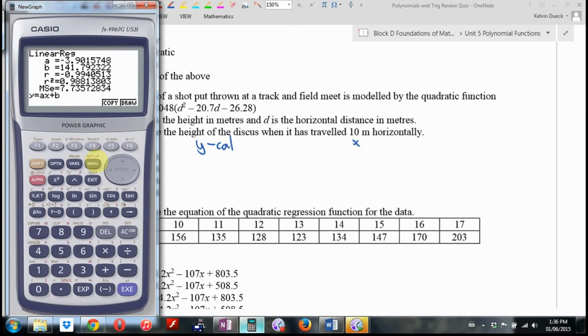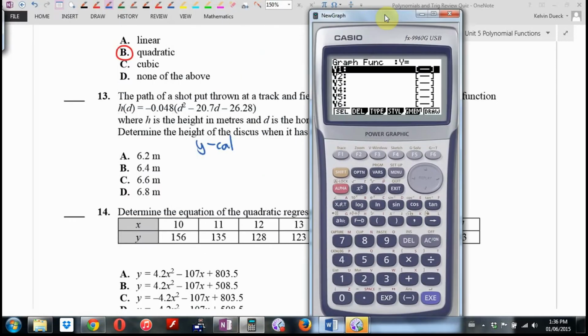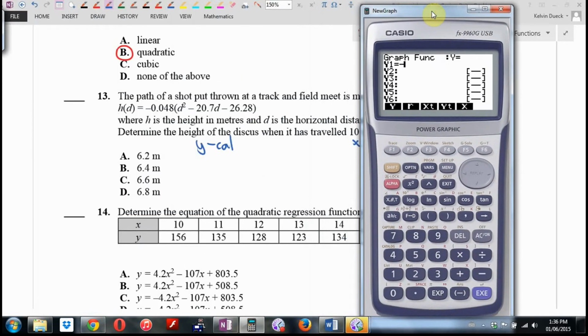Okay, I'm going to type this into my graphing calculator. Y equals negative 0.048 bracket x squared minus 20.7 x minus 26.28 close bracket.